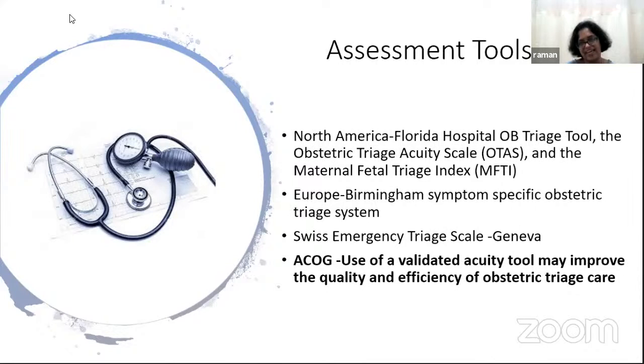There are various acuity triage scores which have been tried. These are the common ones, and I'm going to highlight a few of those. There are three which originated from North America, one from Europe, and the other one was from Switzerland, and it was trialed in Geneva. All of these acuity scores have been validated in trials, and they've been found to be successful. So maybe we can use this as a background and form our own acuity tool based upon the setting in which we practice.